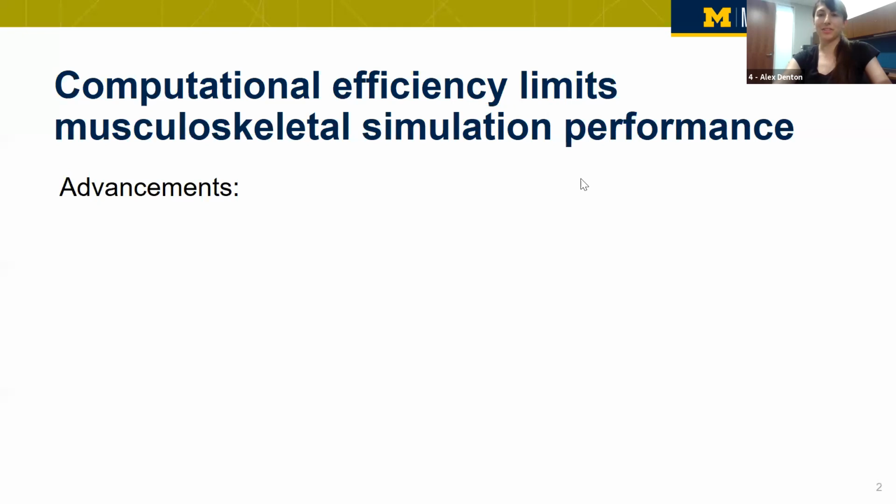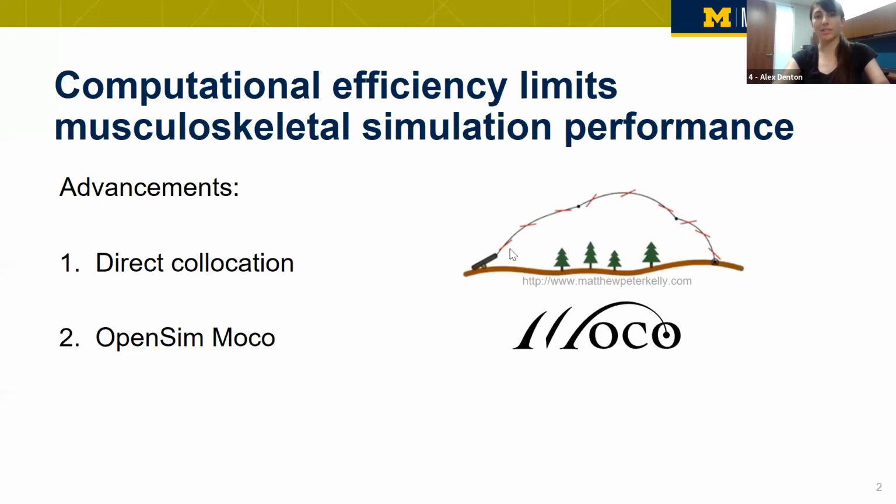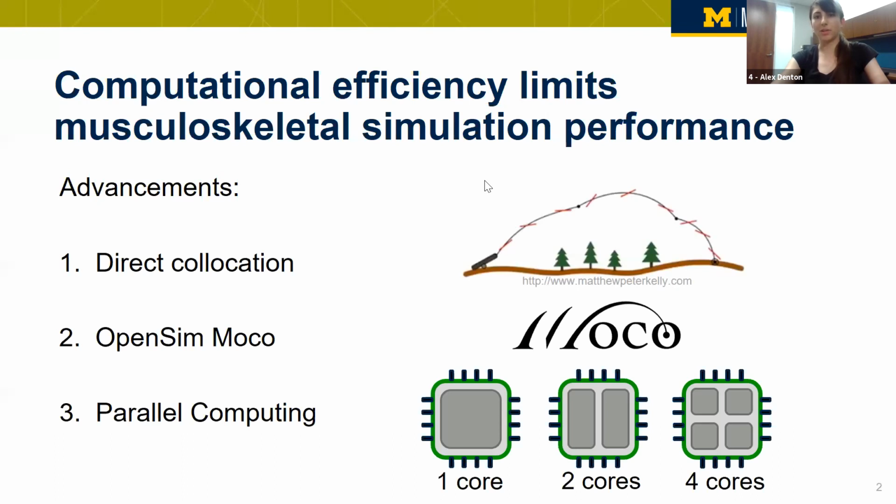Musculoskeletal modeling and computer simulation is a valuable research approach, but it's always been computationally demanding. Some advancements have reduced computational cost, such as direct collocation, which is computationally very efficient. And recently, OpenSim Moco has streamlined the use of direct collocation to further reduce the computational cost. Additionally, parallel computing can further reduce the computational cost.